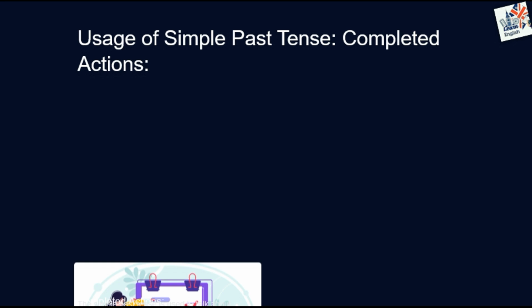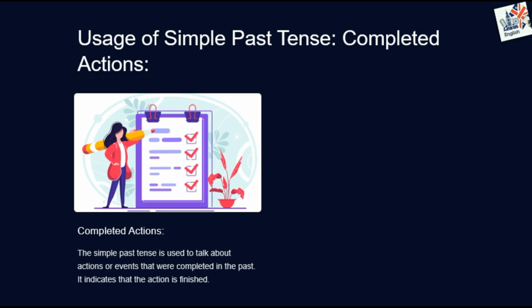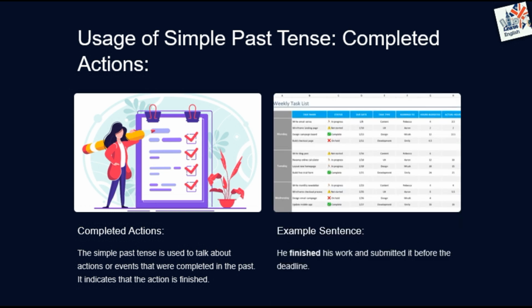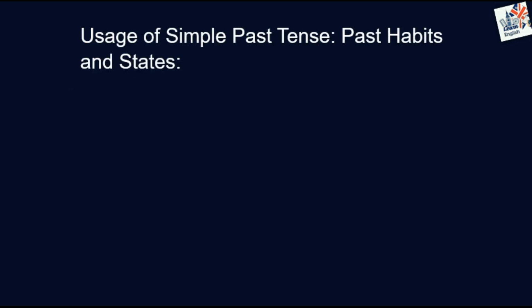Usage of simple past tense, completed actions. The simple past tense is used to talk about actions or events that were completed in the past. It indicates that the action is finished. Example sentence: He finished his work and submitted it before the deadline.